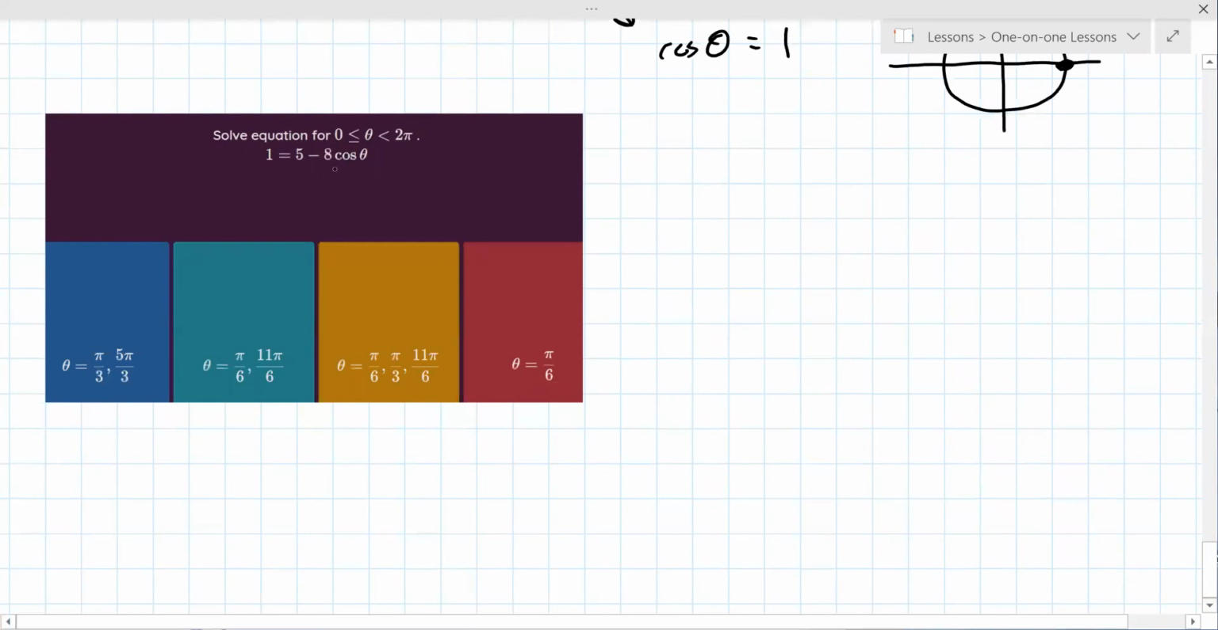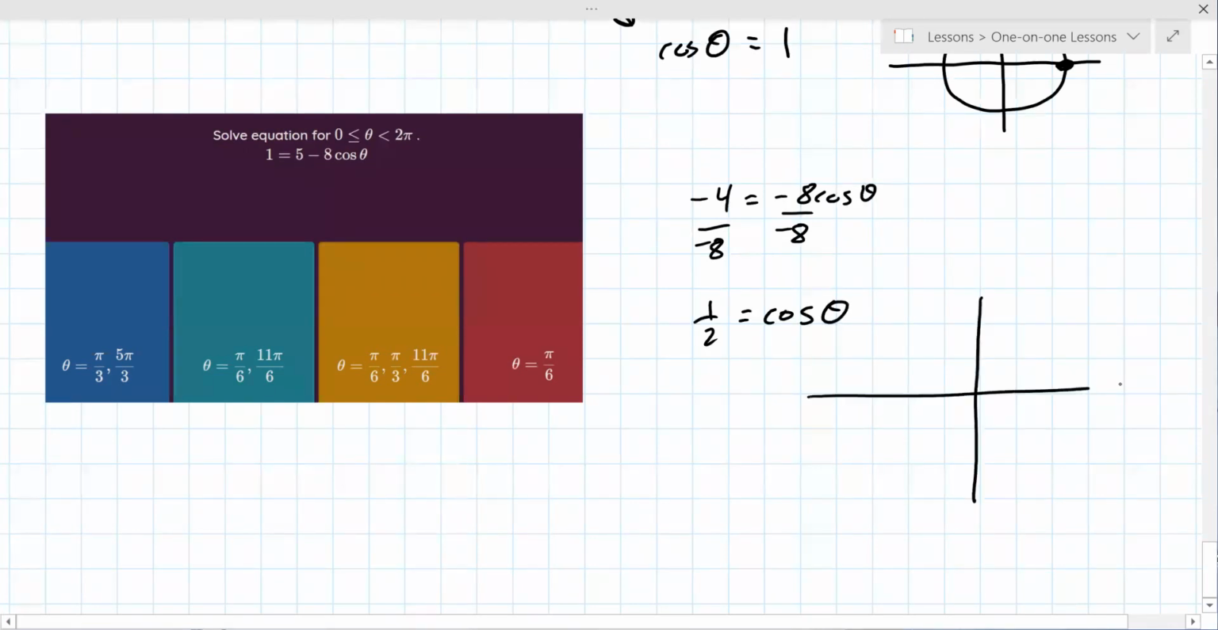Okay, so this one you're going to solve for cosine theta. So you're going to subtract 5 from both sides. So you get minus 4 equals minus 8 cosine theta. Divide both sides by minus 8, and you get 1/2 equals cosine theta. So again, it's like where on the unit circle is the cosine theta, the x value, equal to 1/2, and that's here and here. Pi over 3, and I think that's 5 pi over 3.